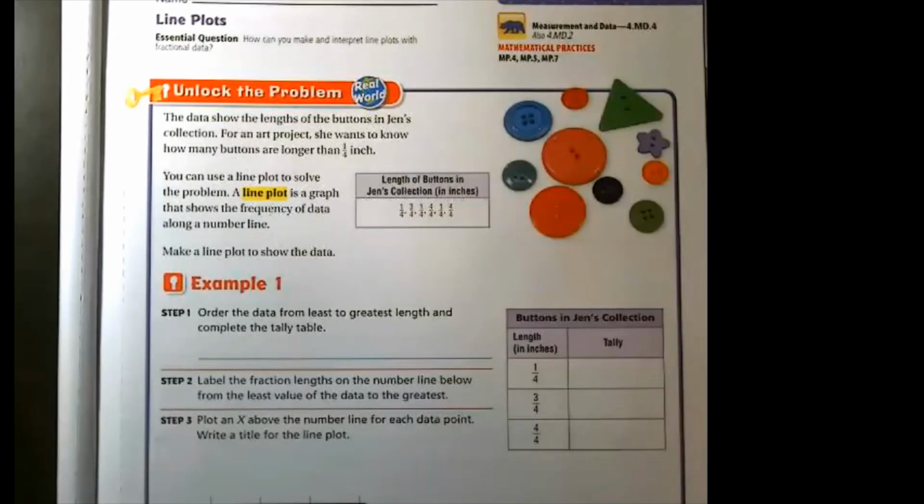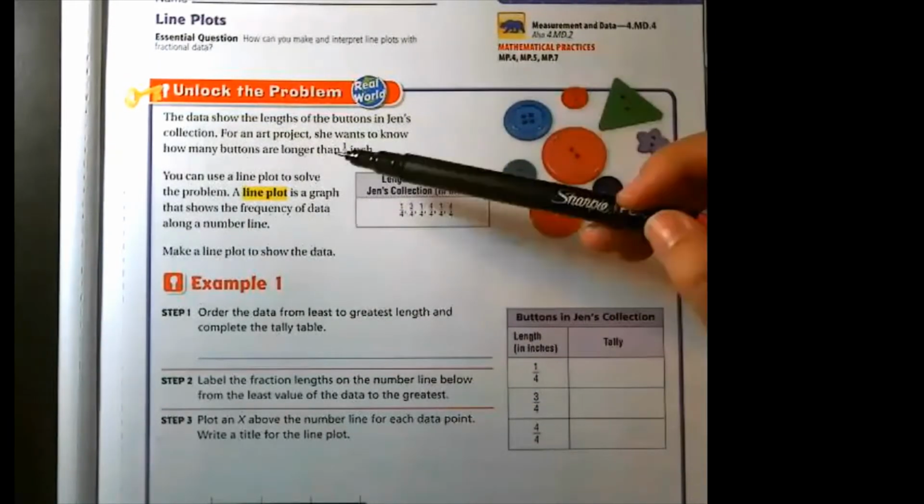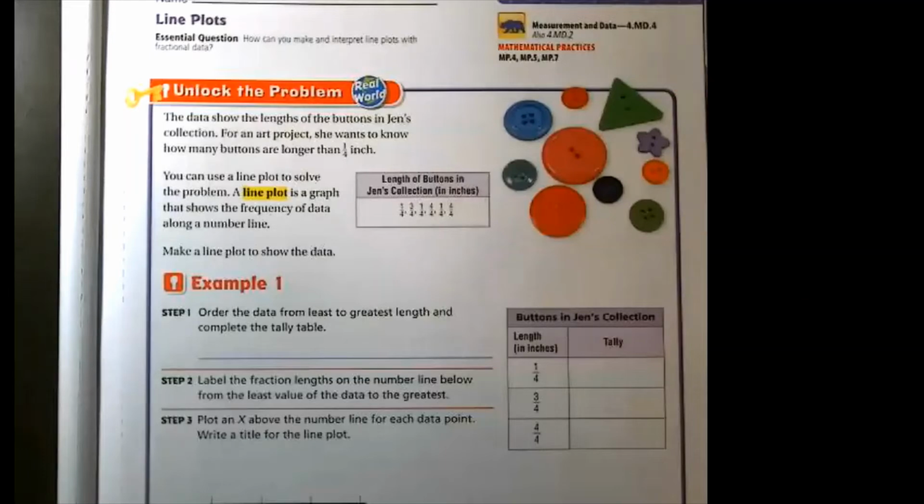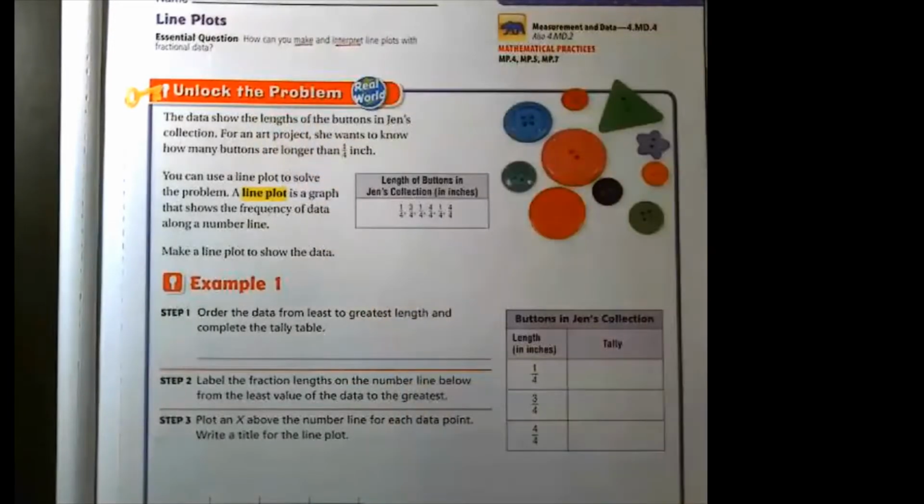Today we're going to be doing line plots. Line plots are a way to graph data that you acquire or get during math or science. Okay. So it says, how can we make and interpret line plots with fractional data? Okay, with fractional data. So we're going to be using fractions today. And we're going to be both making and interpreting. Interpreting just means figuring out what the information on our line plot means.